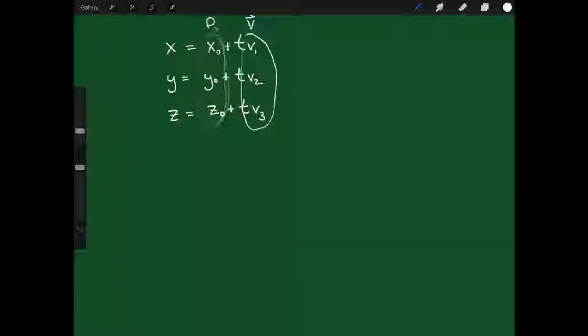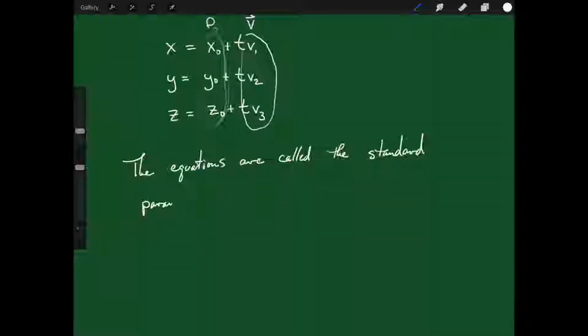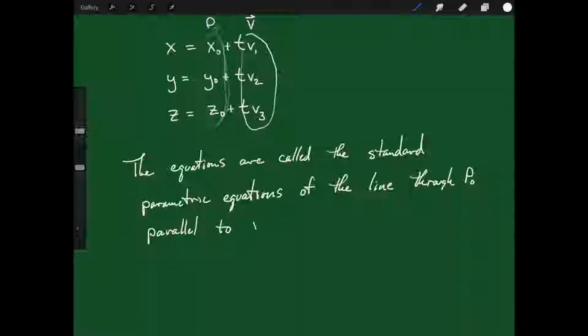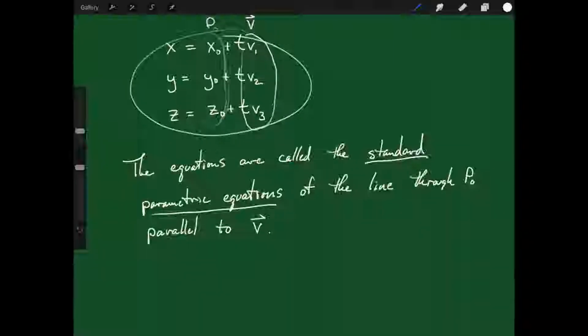Okay, let me write this down real quick. The equations are called the standard parametric equations of the line through the point P0 parallel to vector V. Okay, so those are called standard parametric equations, and right here are my 3 standard parametric equations for that line.